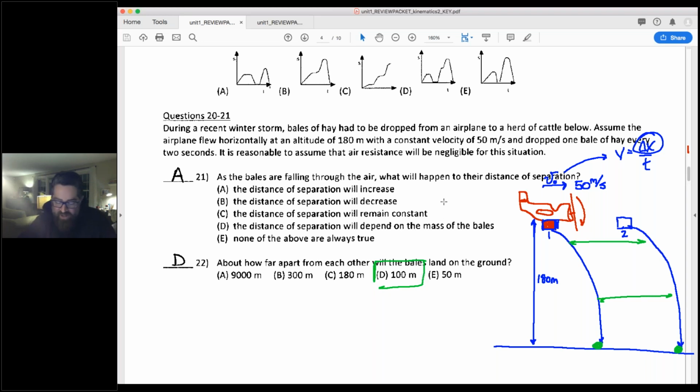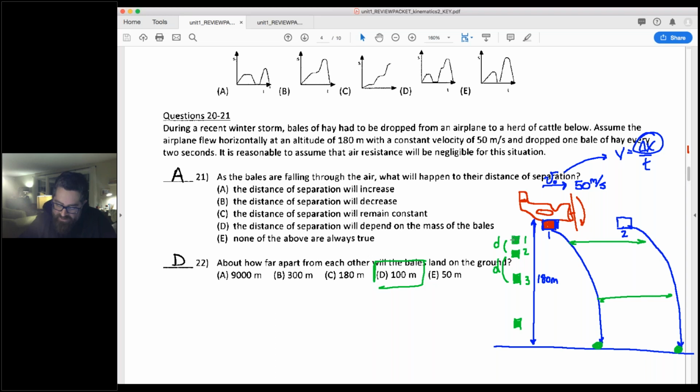21 says, as they fall through the air, what happens to the distance of separation? There's other questions that I've seen related to this with water drops that we did in class, or balls falling from a tower. But if I were just to draw a motion diagram of the falling bales, we would kind of see that. We would see that the separation does increase. This distance between hay bales 1 and 2 has to be smaller than the distance between 2 and 3. They keep getting farther and farther apart.